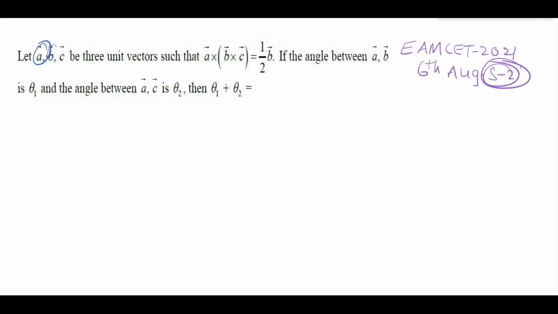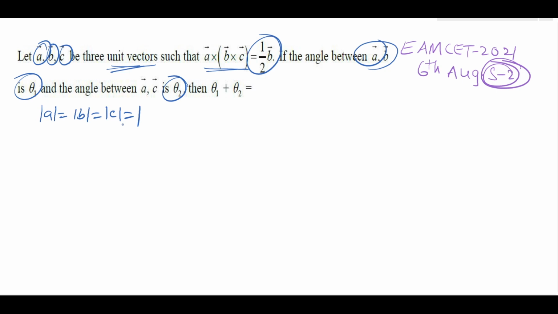If A bar, B bar, C bar are three unit vectors such that A cross B cross C is equal to half B bar, the angle between A bar and B bar is theta 1 and angle between A bar and C bar is theta 2. Then find the value of theta 1 plus theta 2. Here is given A bar, B bar, C bar are three unit vectors, that is mod A is equal to mod B is equal to mod C is equal to 1. And given A bar cross B bar cross C bar is equal to half B bar.